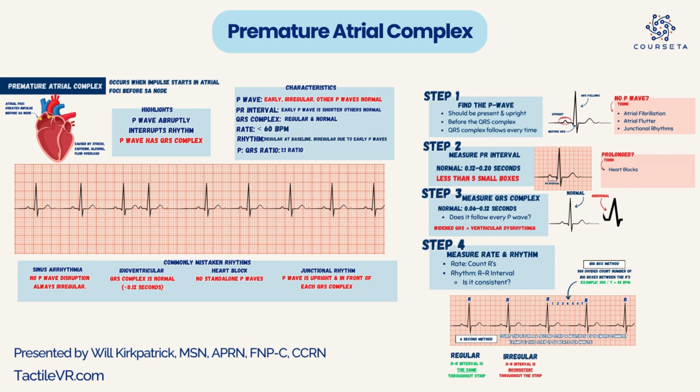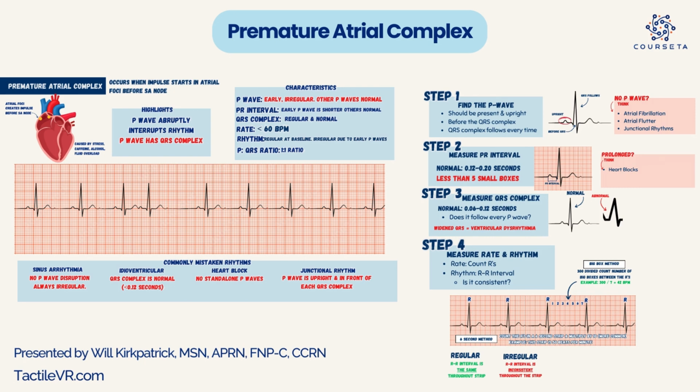Step number 3, measure the QRS complex. The QRS complex is within normal range. It's less than that 0.12 seconds, 3 small boxes. So we're not thinking ventricular arrhythmias. Then step number 4, measure the rate and the rhythm. So we measure the rate. We have 1, 2, 3, 4, 5, 6, 7, 8, 9. So 90 beats per minute.